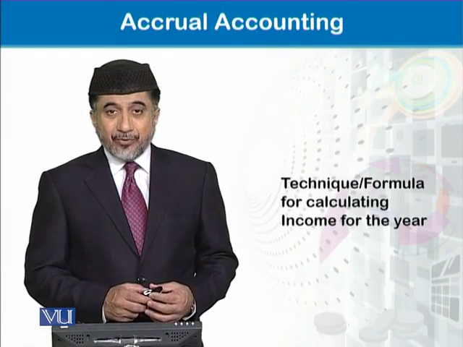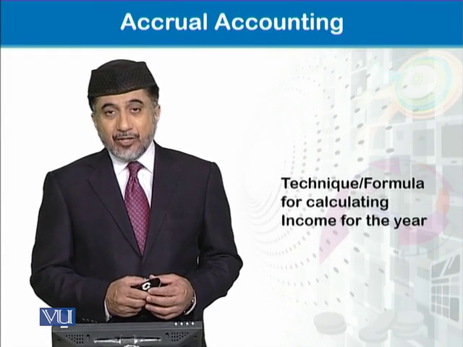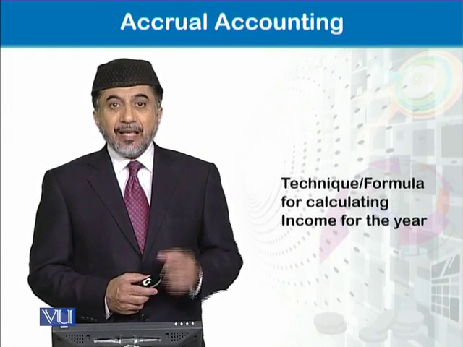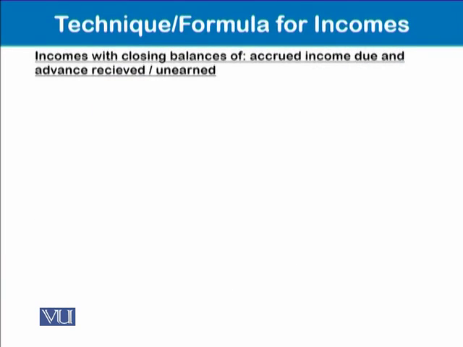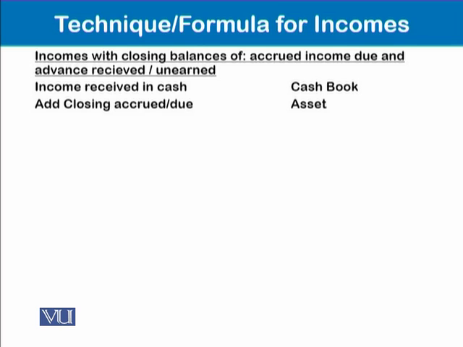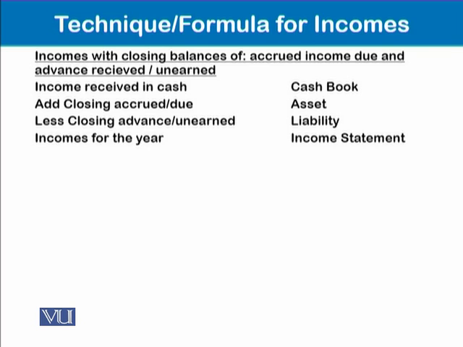Well, in this module for accrual accounting, we will discuss the technique or the formula for calculating income for the year. So let's see what we do if income with closing balance of accrued income due and advanced income received or unearned income is given. For income received in cash, which we'll get from the cash book, add closing accrued or due, less closing advance, which is also known as unearned. We will get this income for the year, which will be closed in the income statement.